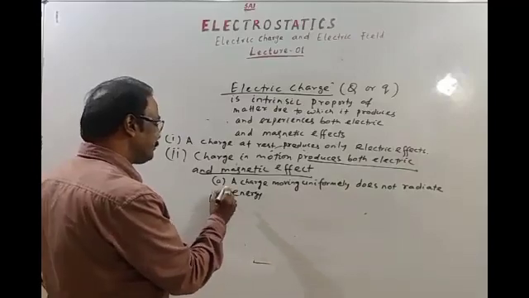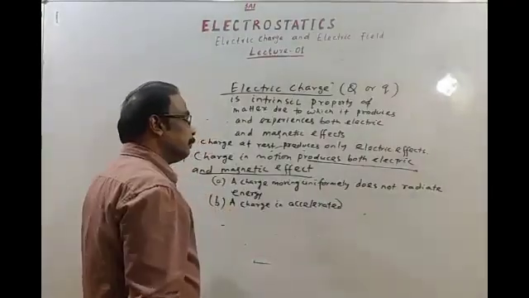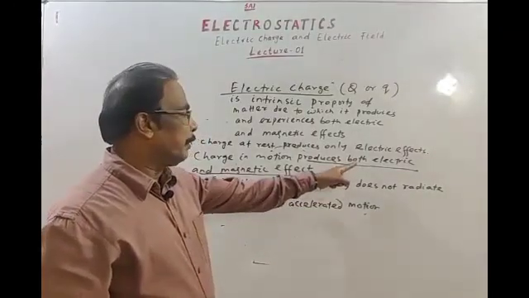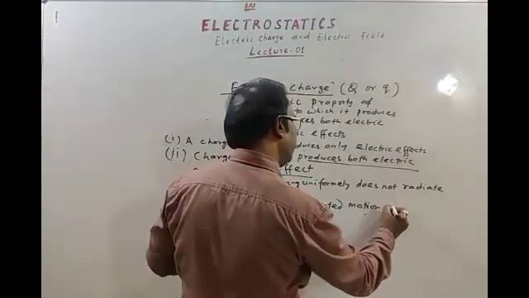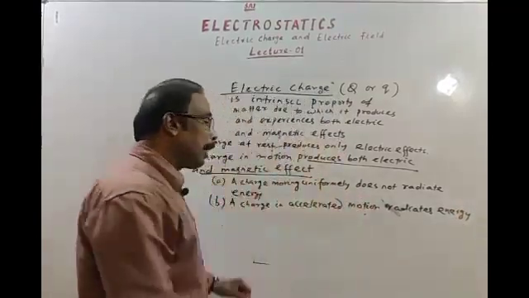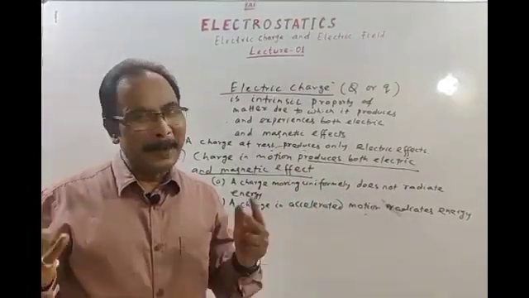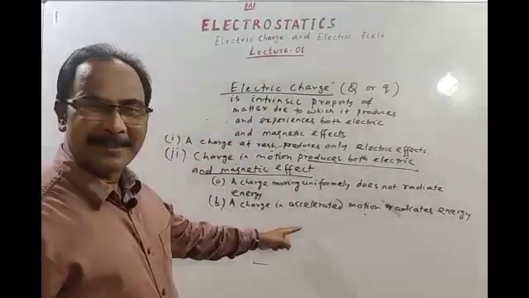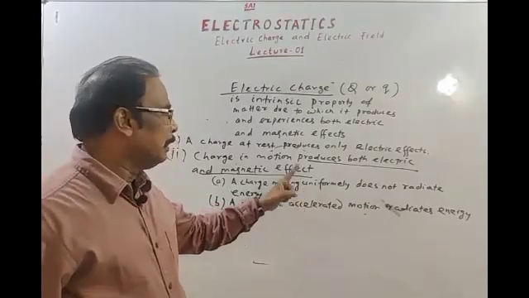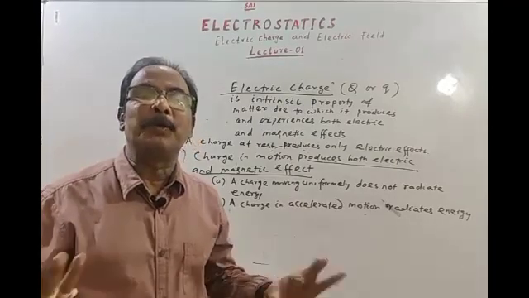Then the second part, B: a charge in accelerated motion. A charge in accelerated motion is also a moving charge. It produces both electric and magnetic effect, and accelerated motion radiates energy, in the form of electromagnetic waves. This is the definition of charge. From this, we understand that a charge moving with uniform velocity produces both electric and magnetic effect but doesn't radiate energy, but an accelerated charge produces both effects as well as radiates energy.